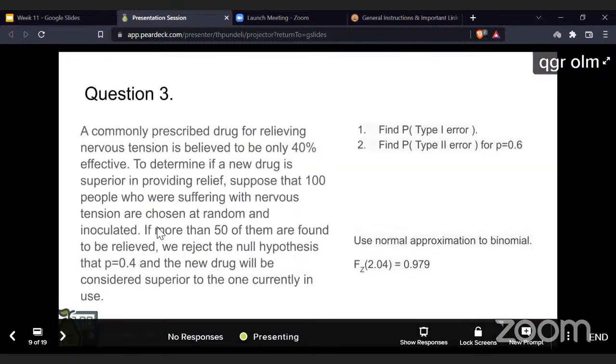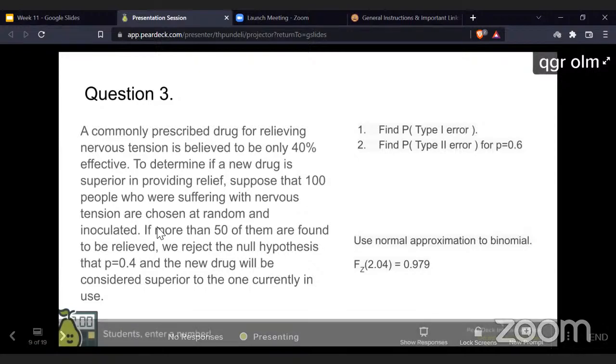All right. So, the question says a commonly prescribed drug for relieving nervous tension is believed to be only 40% effective. To determine if a new drug is superior in providing relief, suppose that 100 people suffering with nervous tension are chosen at random and inoculated. If more than 50 of them are found to be relieved, we reject the null hypothesis that P equals 0.4 and the new drug will be considered superior to the one currently in use.